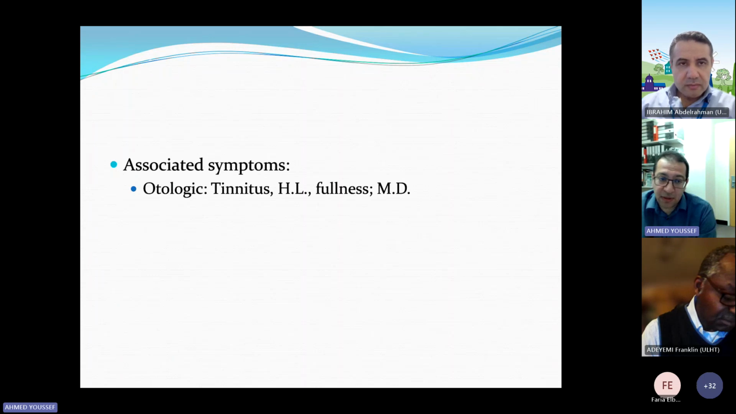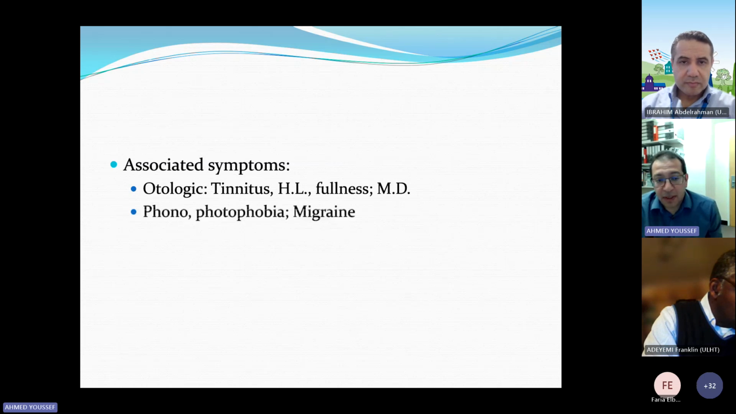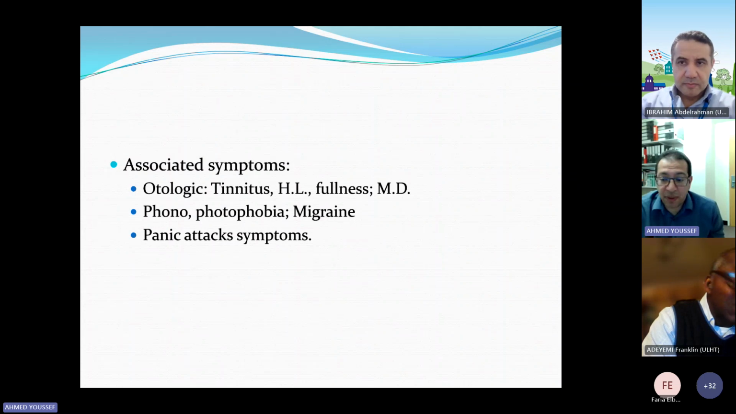So there is a trigger, and there are also symptoms that happen at the same time. They could be otologic symptoms, like, for example, cases of Meniere's disease, where the patient can suffer from tinnitus, hearing loss, and fullness. They could also be in the form of headaches, phonophobia, photophobia. It could be suggestive of migraines, or panic attack symptoms as well, because these patients, as part of the panic attack, could be feeling dizzy.